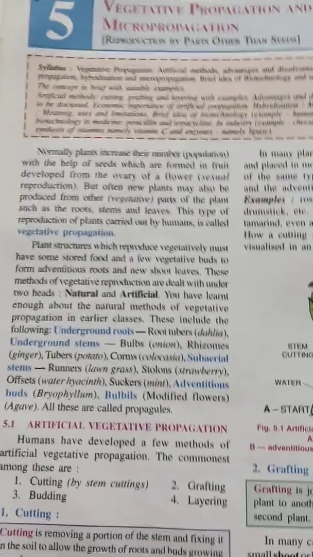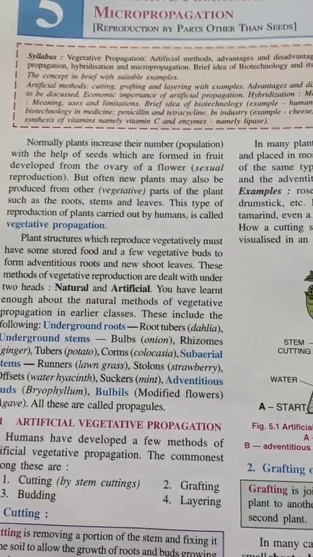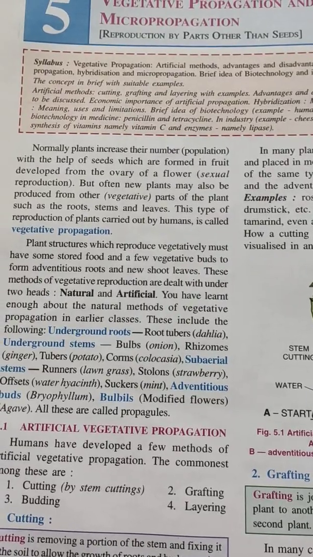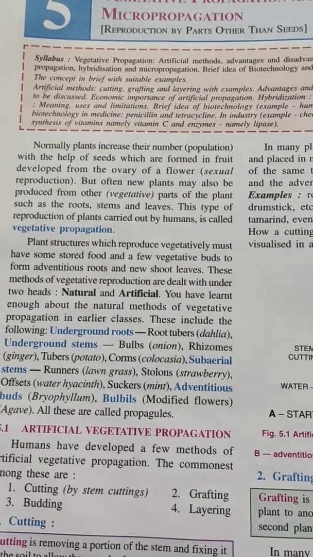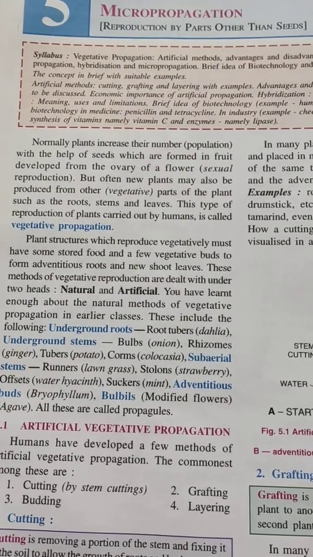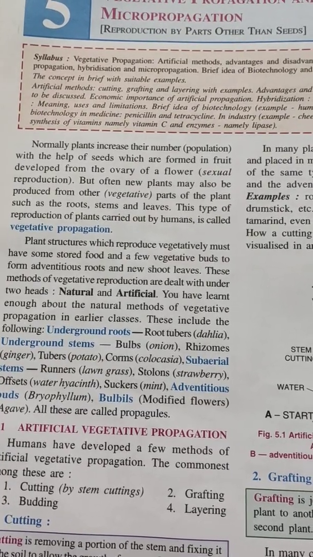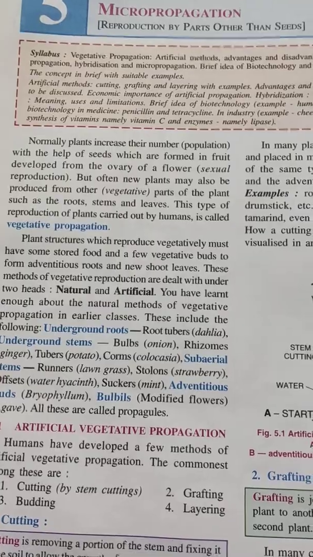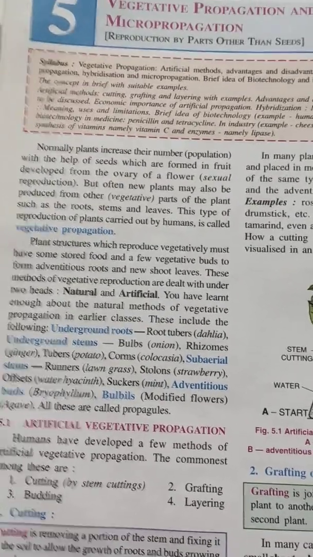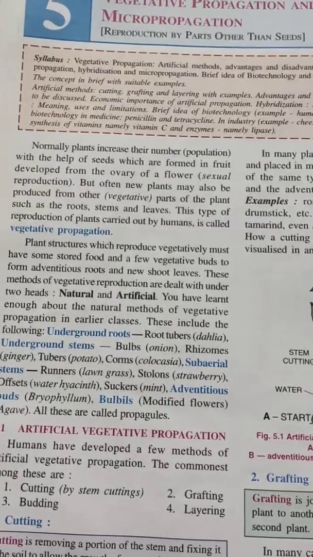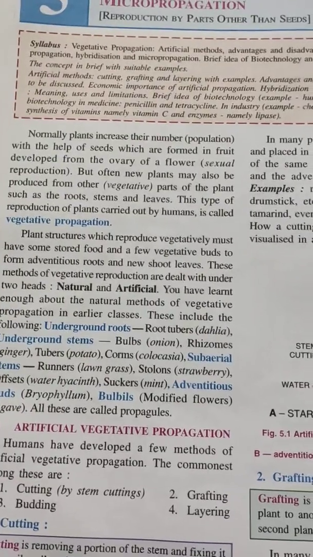Now, in the last chapters we have learned about flower, and flower was the reproductive organ. So that means it was the sexual mode of reproduction in plants. But in plants, there are other ways also for their production, and that is from the vegetative parts of the plants, such as roots, stems and leaves. So this type of reproduction of plants carried out by humans is called vegetative propagation. That means the whole technique is artificial.